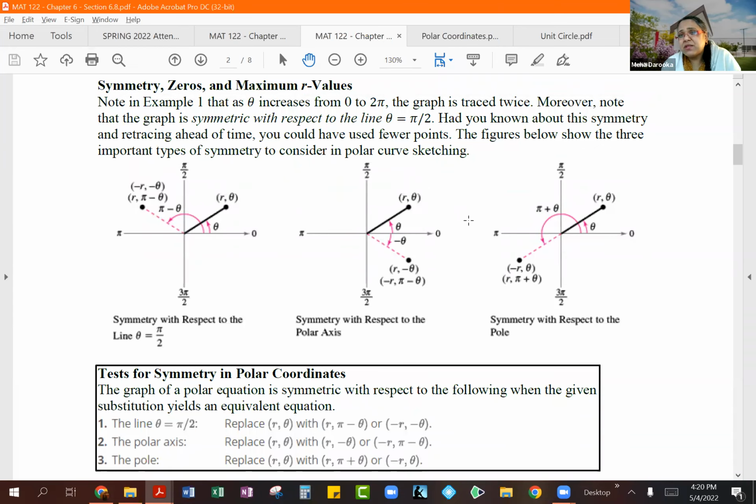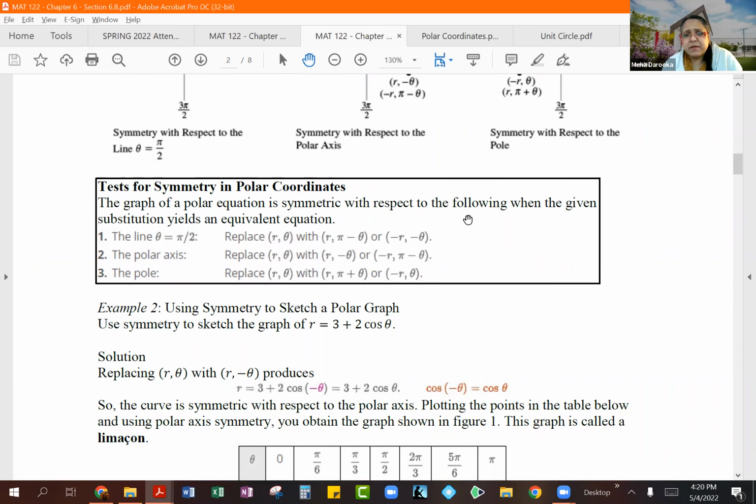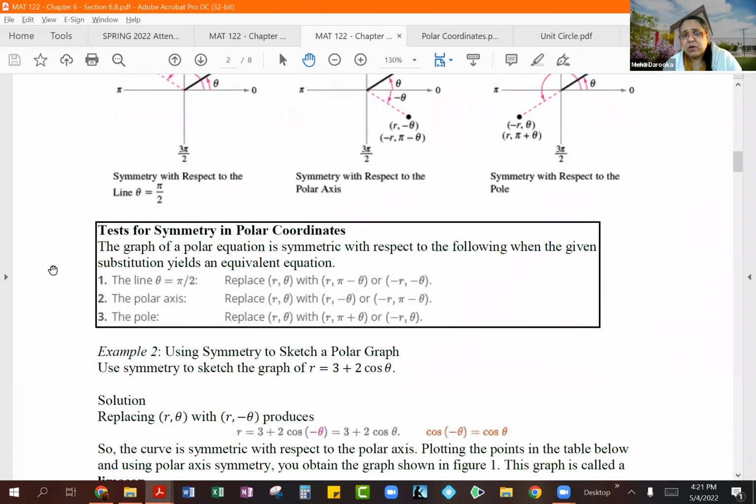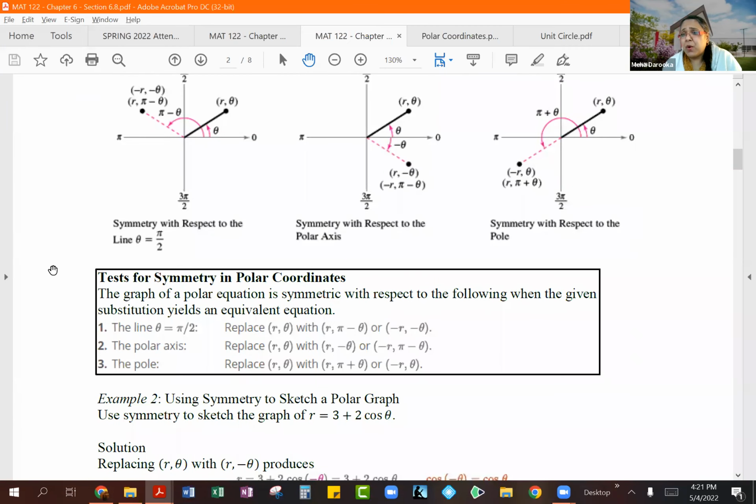We can find the zeros, where for what angle the R value is going to be 0, and for what value of theta we will get the maximum R value. So remember, with symmetry, we had talked about how we can check for symmetry using these tests over here. So you can have symmetry with respect to the vertical line, theta equals pi halves, with the polar axis, which would be the horizontal axis, or the pole, which you can think of as the origin on your polar coordinate plane.